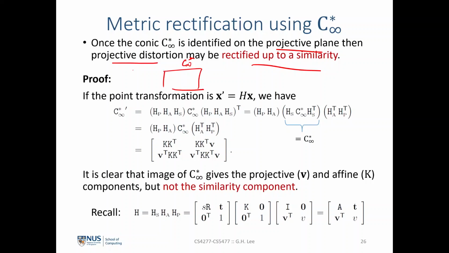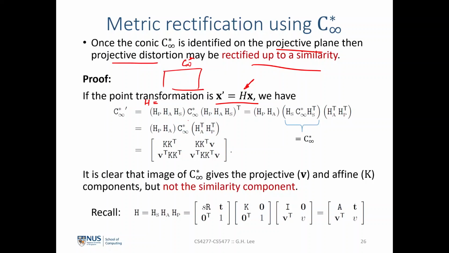And here's the proof. If the point transformation is given by x prime equals Hx, where H is the general projective transformation, we have C star infinity prime equals this expression over here. We recall that any projective transformation can be decomposed into these three terms, where HP is a projective transformation, HA is an affine transformation, and HS is our similarity transformation.